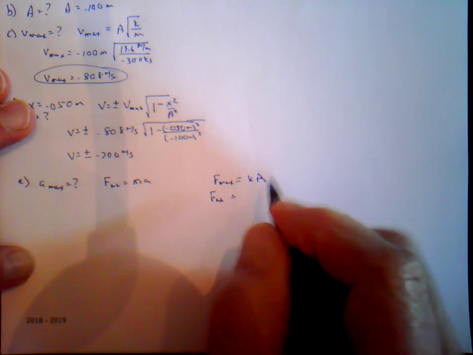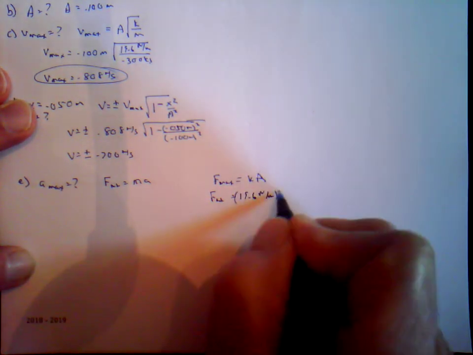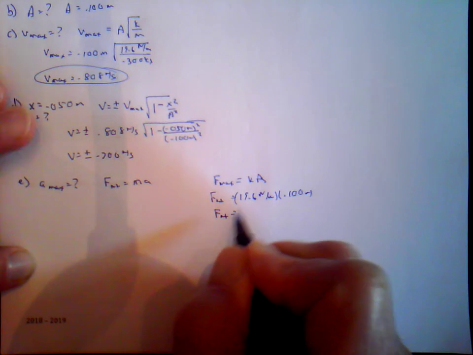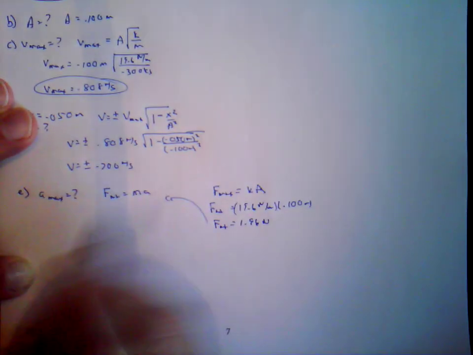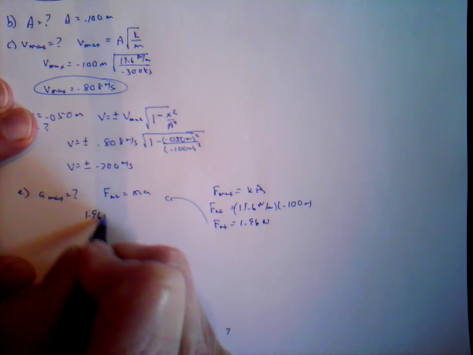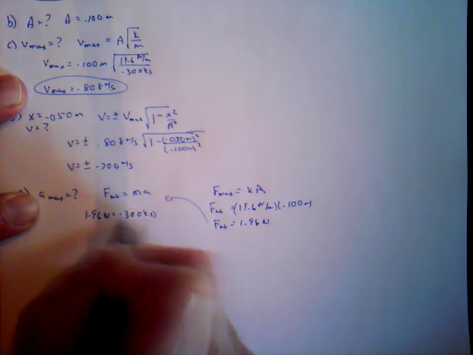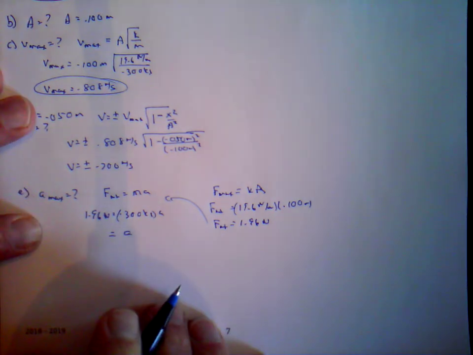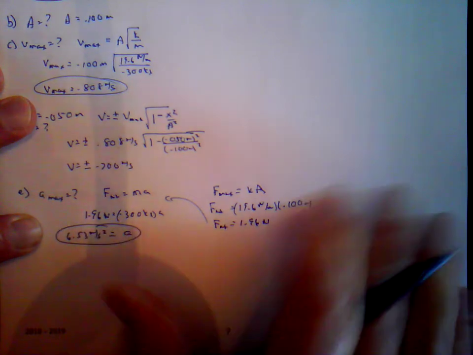The spring constant we've already determined to be 19.6 newtons per meter, times the amplitude, its maximum displacement, which is 0.100 meters. We get that net force to be 1.96 newtons. We then put that into Newton's second law: 1.96 newtons equals the mass, which is 0.300 kilograms, times the acceleration. We get that acceleration to be 6.53 meters per second squared.